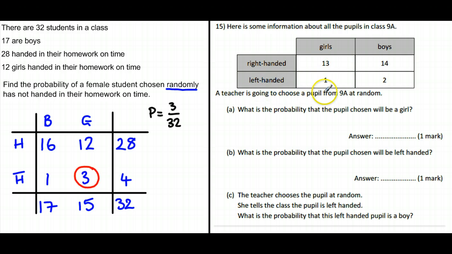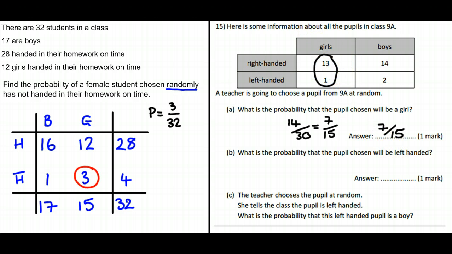So here we've got a teacher who's going to choose a pupil from their class at random. What's the probability that the pupil chosen will be a girl? Well, we can see that altogether there are 14 girls and 16 boys, so the class is 30. So the probability of a girl is 14 girls out of 30 students. You'll probably want to simplify that. If we notice that both numbers have a factor of 2 in them, we can simplify it down to 7/15.